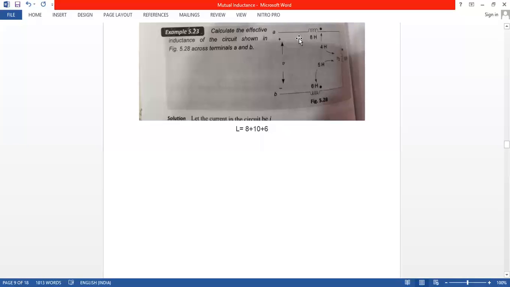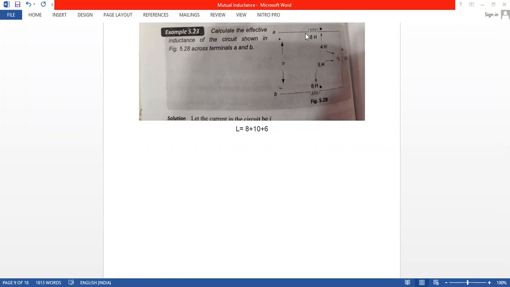For the given circuit, please mute yourself. For the given circuit, 3 inductors are present: 8, 10, 6. Okay, we have written that. Now, mutual inductance. Now let us see between the first and second coil. Anything you can see? Ready now?